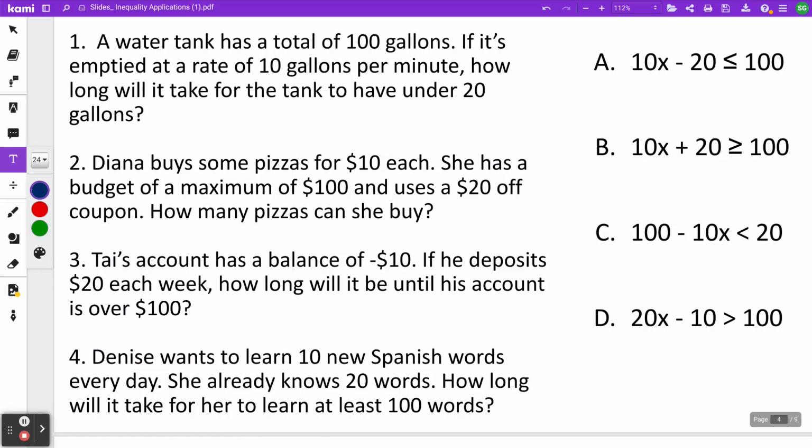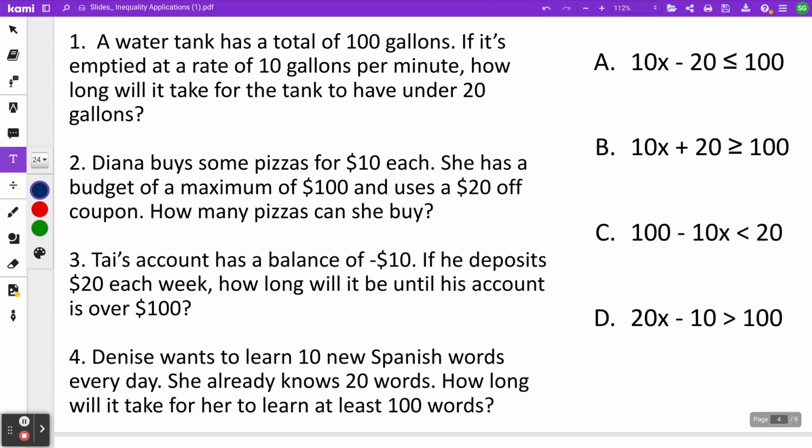What I really want you to do is focus in on what inequality sign we need in each story, and then what operations are happening, where we are multiplying the X. Is it with the 10 or is it with the 20? And then is it addition or subtraction happening? Those are all important skills that we are practicing in this problem. And it's a matching activity. So we have 4 stories over here that you're going to match with these 4 inequalities.